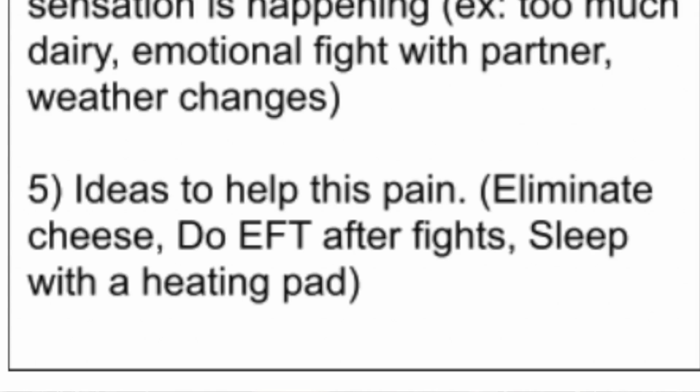Number 5 is ideas to help the pain. So I have different examples here of different things that you might engage in to help the pain and self-soothe. Sometimes all you need is a good Epsom salt bath and you can just write that down. Sometimes you might need a good cry and you feel like that is what would really help in the moment. You don't really have to participate in these things. It's just to get thinking about what you could do to help it. So go ahead and write that down.